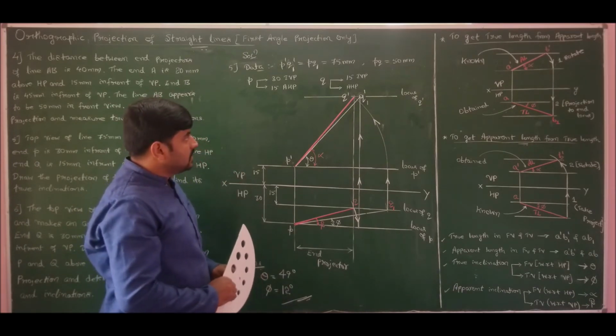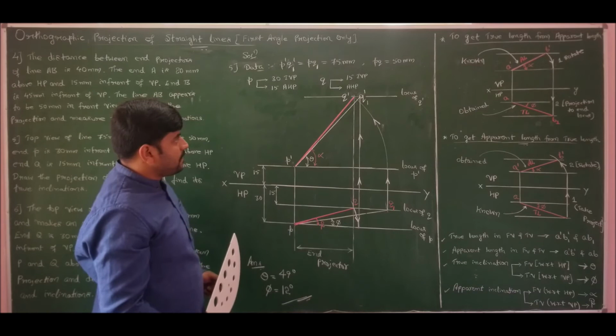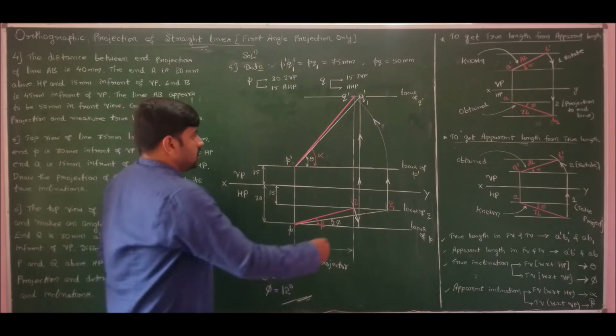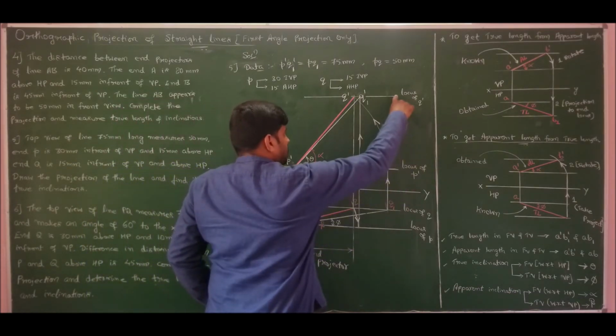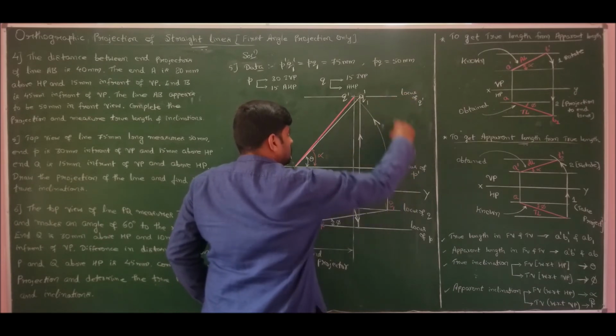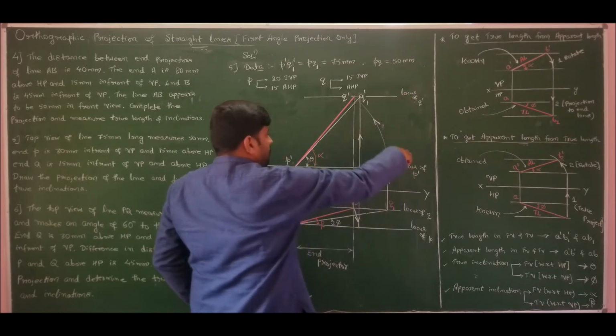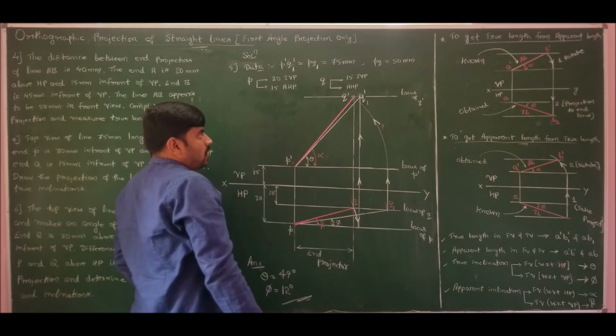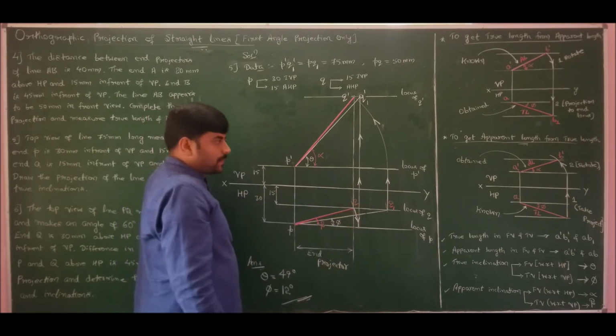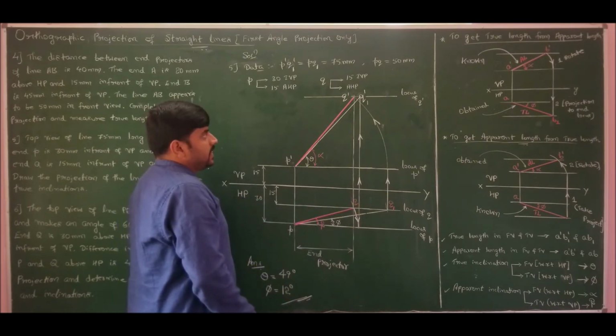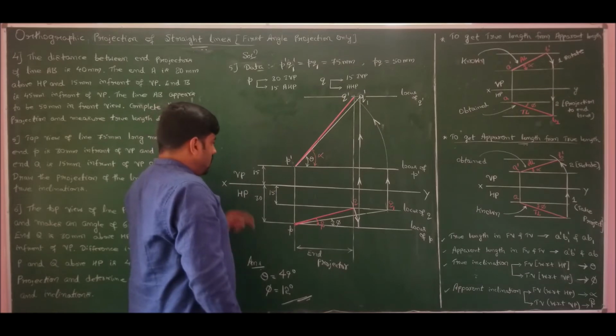If he asks the distance of q dash from the xy line, from here you measure the vertical height of q dash. So this gives us the perpendicular distance of locus of q dash from the xy line, or the distance of extremity q dash above HP.